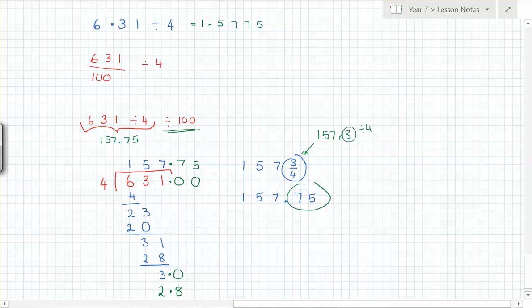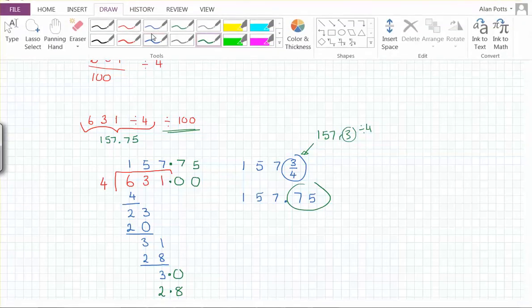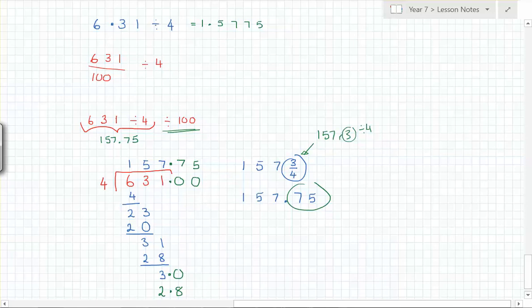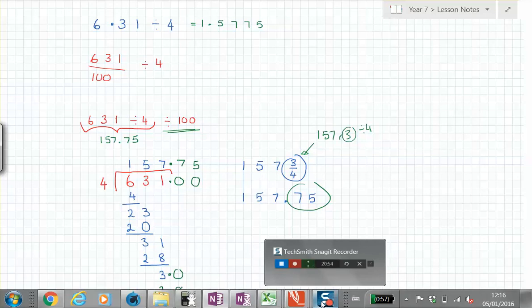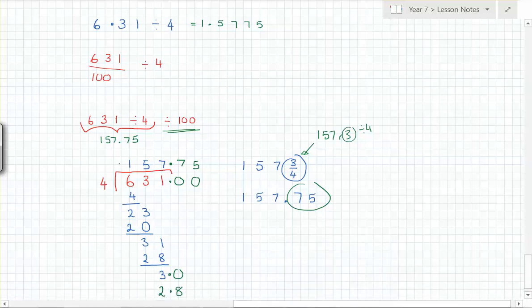I thought when you first did that, I thought you could actually do 157 3/4. Yes, well, you can if that's the answer to the final question, but because we've then got to divide by 100 afterwards, we can't just do that. Alright? Have you written? Yeah.